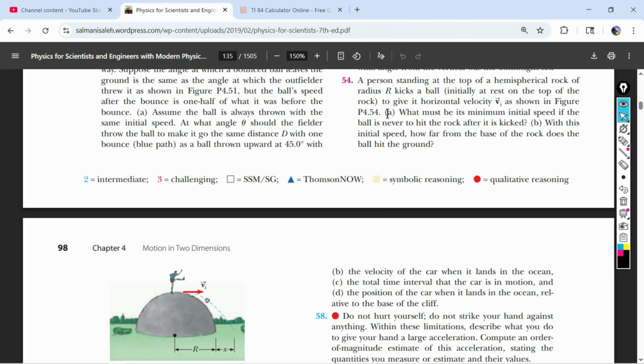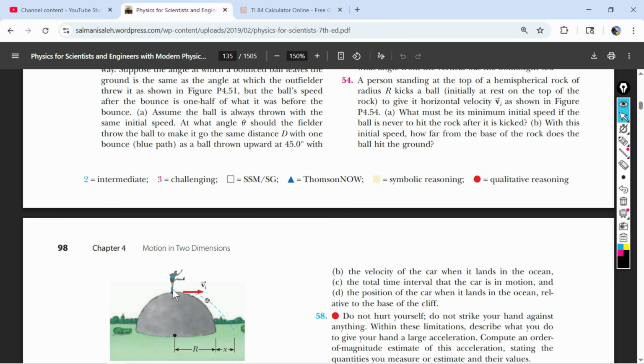Okay, let's see what it asks. It says, A, what must be its minimum initial speed if the ball is to never hit the rock after it is kicked? This is a red problem, so I have no idea if I'd be able to solve this. But when I do problems, we are going to guess. I think guessing is a pretty good way to do it, and the easiest way to guess is to give this some dimension. So there's a minimum speed if the ball never hits the rock.